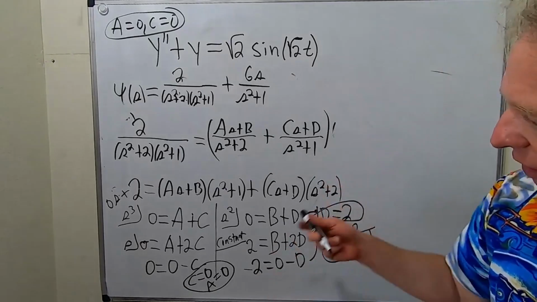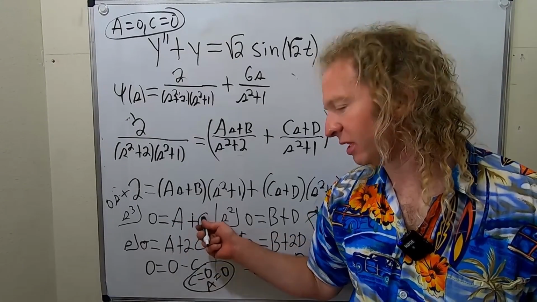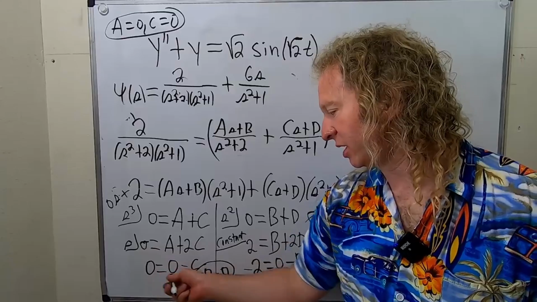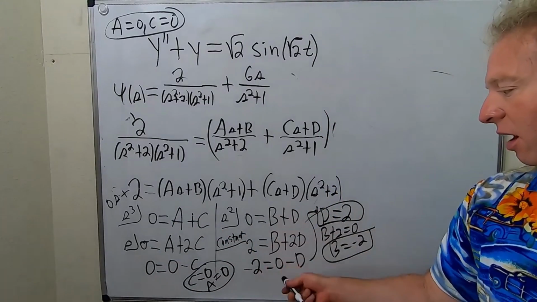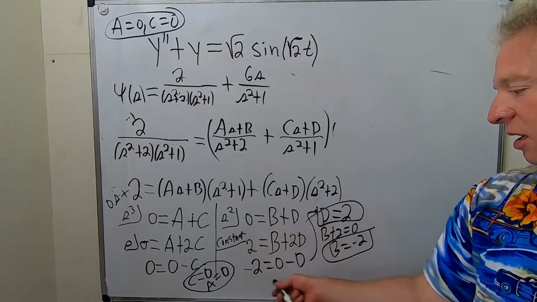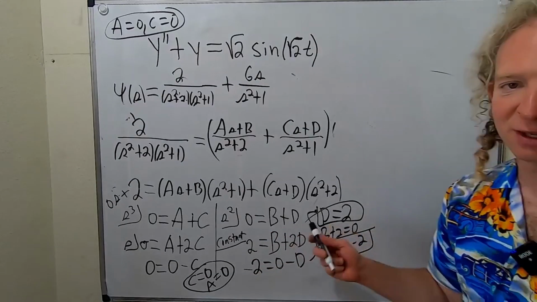Again, a minus a is 0. C minus 2c is negative c. So we get c equals 0. Plug it in here, you get a equals 0. And then subtracting these, you get 0, you get negative d, so you get d equals 2. Plug it back in, you get b equals negative 2.